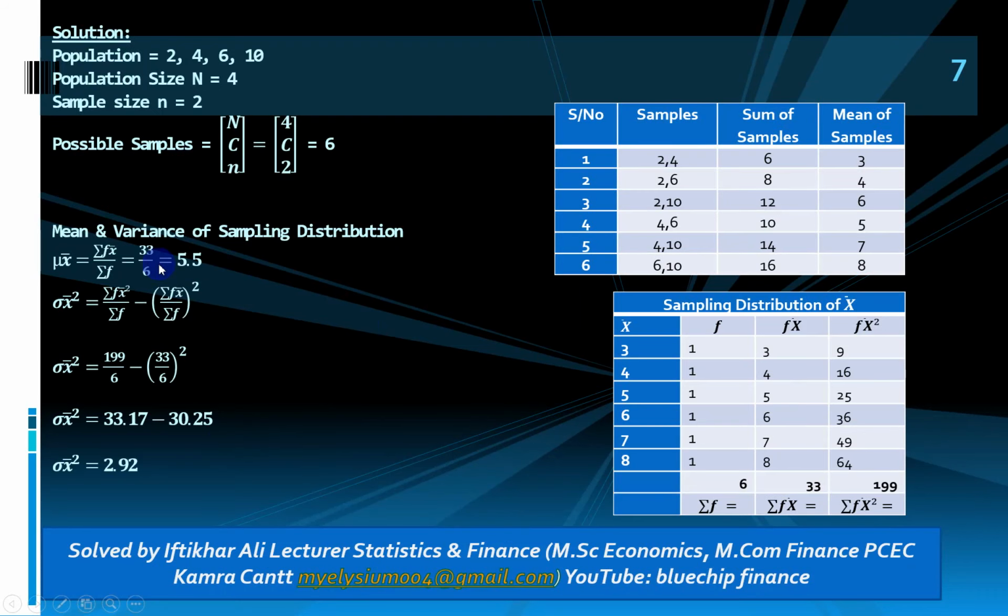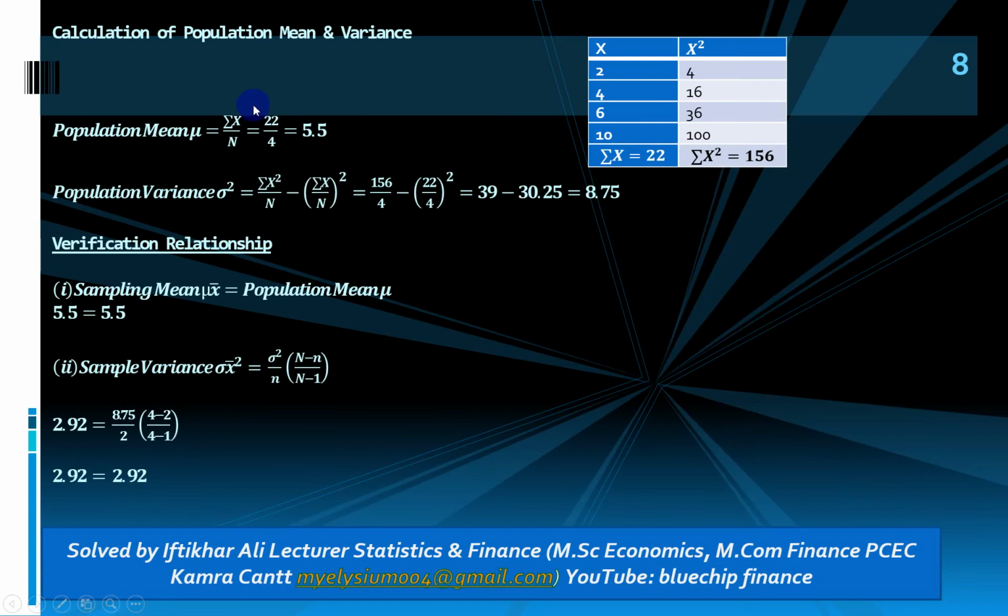So we just took these two calculations for sample statistic, mean and variance. Now we move to the second part of the question, and that is the calculation of population mean and population variance. We need here two calculations. One is sum of x, and another one is sum of x square. So 2, 4, 6, 10 sums to 22, and sum of x square is equal to 156. Just put these two values into these two formulas, and mean will be 5.5 and variance will be 8.75.